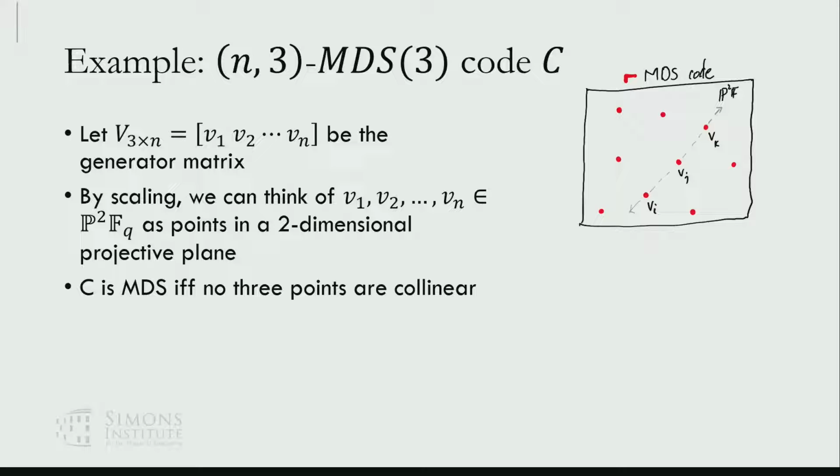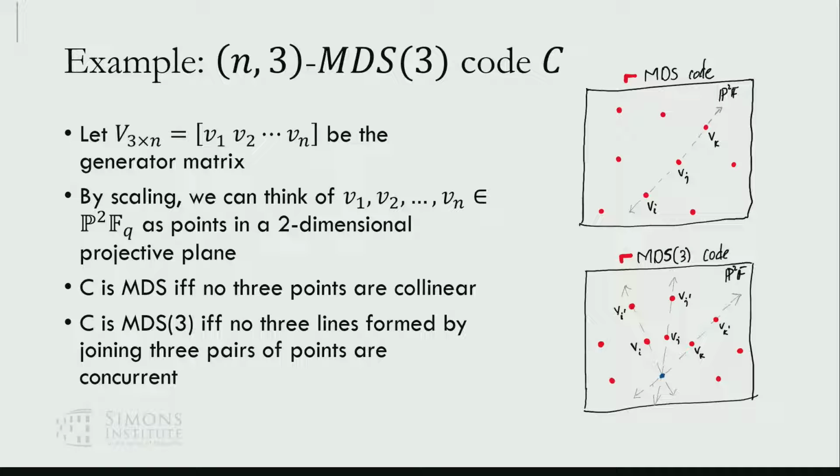So what does MDS property mean? MDS means any 3 columns are linearly independent. That is equivalent to saying that no 3 points are collinear in this representation. So we have these points. These points are my columns, and no 3 points should be collinear. That's an MDS code. So what is higher order MDS?